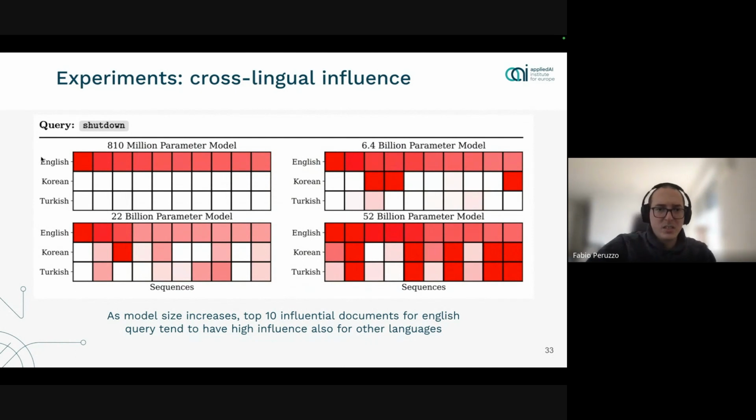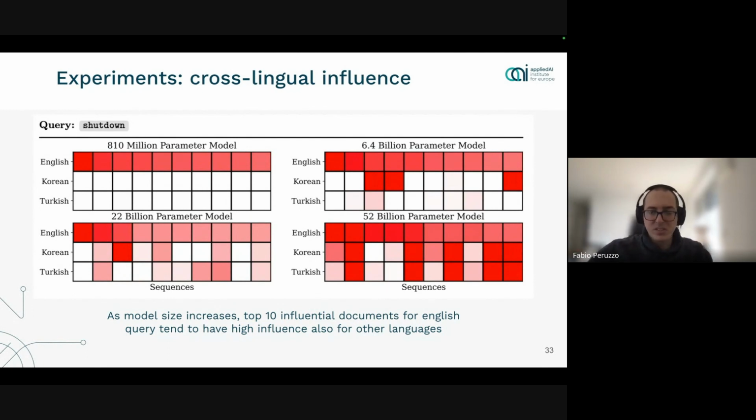So what we have here is the 4 tables represent 4 different models. And each column is a different training document, and they are sorted by influence on the English query, right? So this is the document that has the highest influence on the shutdown English query, and so on. And the second and third row is the influence of the same training document on the query written in Korean and Turkish. So what we see here is that for the 810 million parameter model, the training documents that are very influential for English have absolutely zero influence on the other 2 languages.